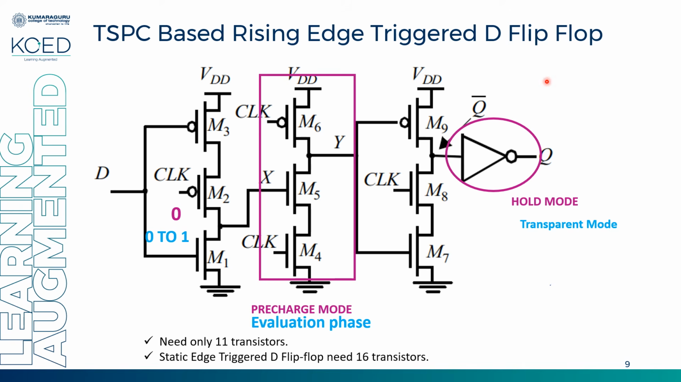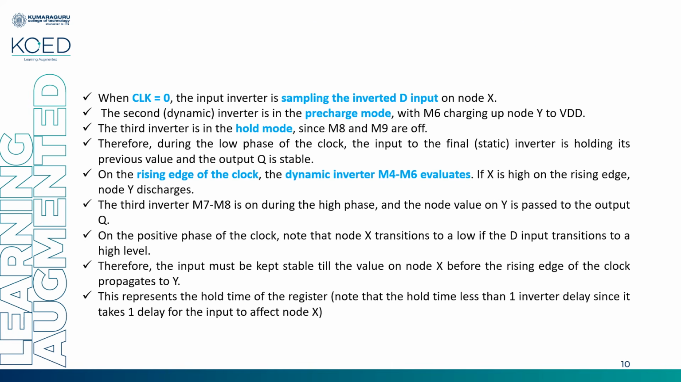So here I require only 11 transistors: 3, 3, 3, that is 9 transistors, plus 2 for the inverter, 11 transistors. Similarly, when you design a D flip-flop using a static latch, you need 16 transistors, but now I require only 11 transistors. So this is how it works.